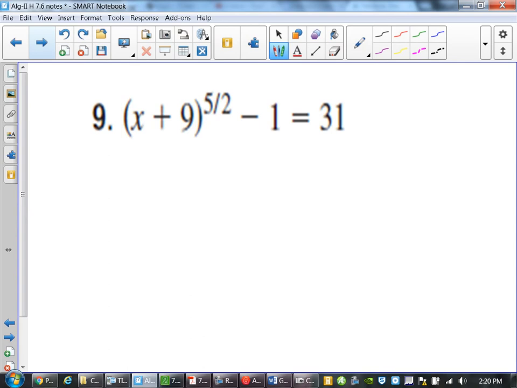So you start out with doing what first? Moving the 1 up there, or adding. Yeah, that's fine. Add the 1 over, you get x plus 9 to the 5 halves is 32. How do you undo a 5 halves? 2 fifths. Good. So you get x plus 9 is 32 to the 2 fifths. Remember, 2 fifths power means what's the 5th root of 32 squared? 4.